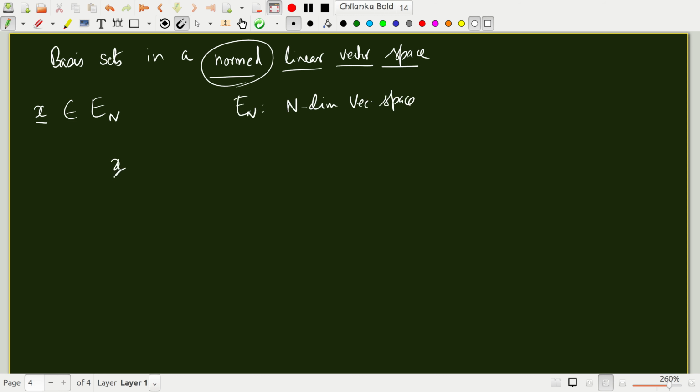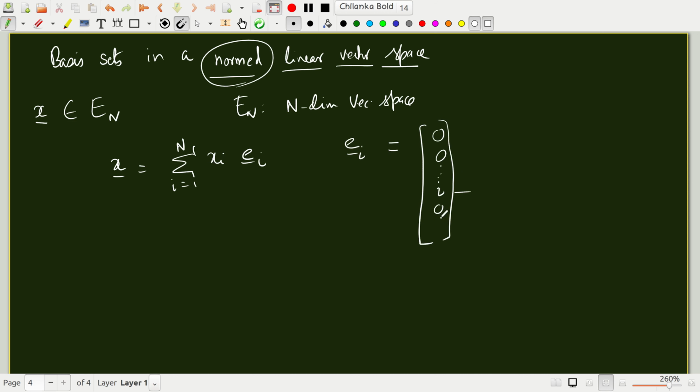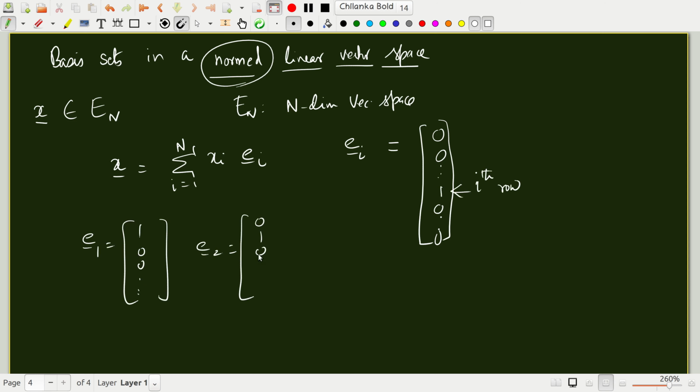Okay, then I can write x in terms of some basis vectors where i goes from 1 to n. Because it's an n-dimensional vector space, there are n basis vectors. One of the simplest basis vectors is given by e_i, which is 0, 0, except in the ith row, where it's 1. So for example, e_1 is 1, 0, 0, e_2 is 0, 1, 0, and so on.